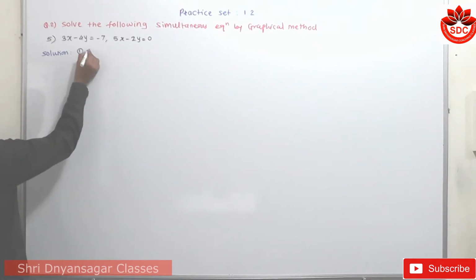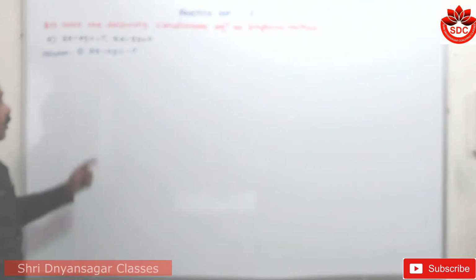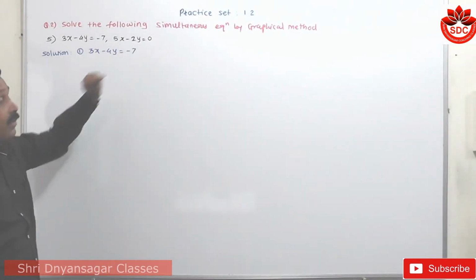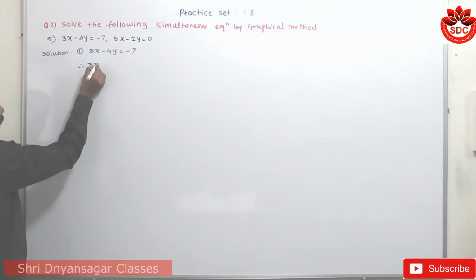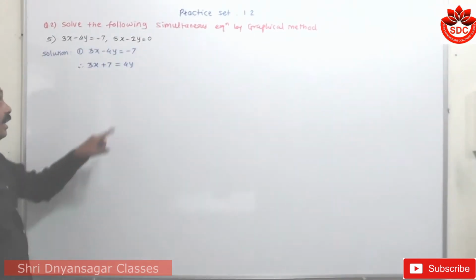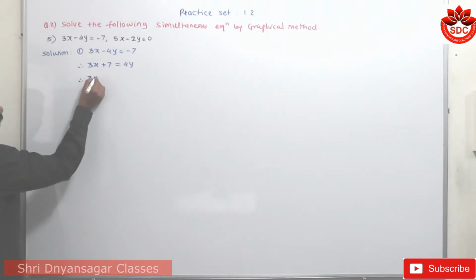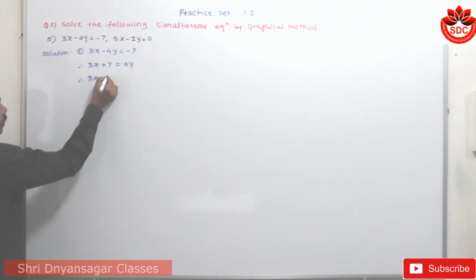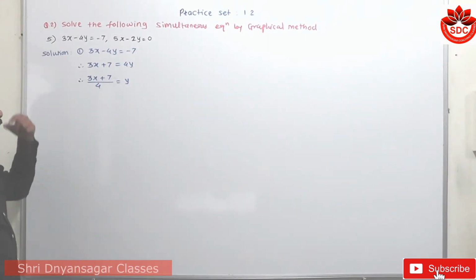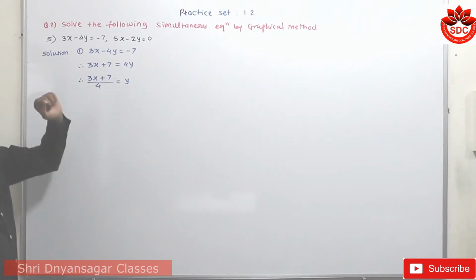The first equation is 3x minus 4y is equal to minus 7. Now look here, students, we have to transpose this minus 7 to this side and minus 4y to this side. We get the equation 3x plus 7 is equal to 4y. Then again I have to convert the coefficient into a denominator. Therefore, 3x plus 7 upon 4 is equal to y. That means when we substitute the value of x and simplify by 4, we get the value of y.